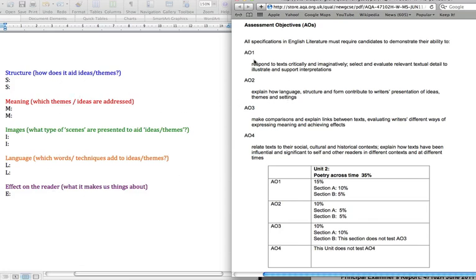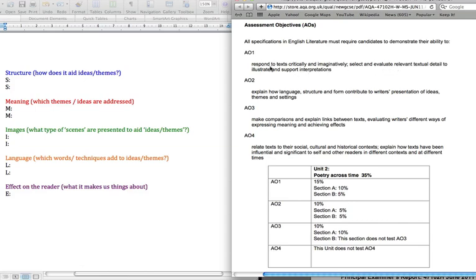So if we look at AO1, respond to text critically and imaginatively, select and evaluate relevant textual detail and support interpretations. That basically means you can read and respond, begin analysing the text with imagination. And imagination in that sense doesn't mean like you're being creative, it just means that you've actually thought about things and then put them down. Select and evaluate relevant textual details. It basically means pick up points and support them.